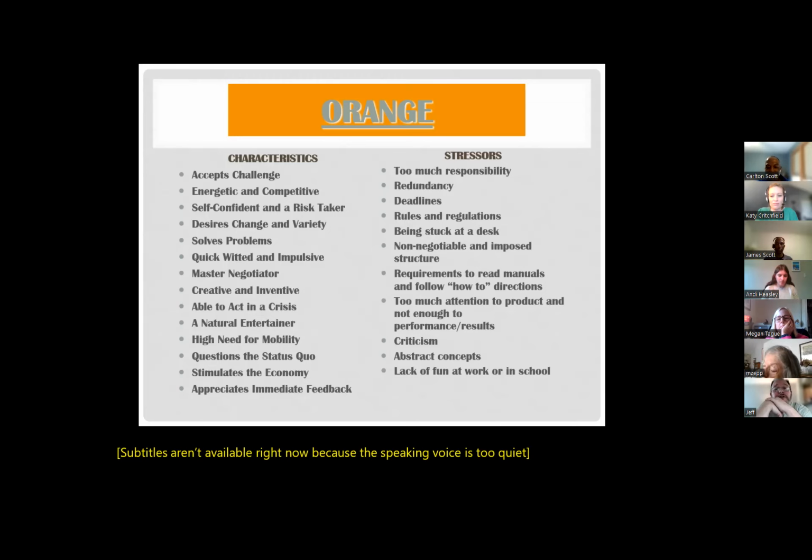Okay, so that's the orange. As we go along, if you have a piece of paper or something, or you just want to think about it, think about which characteristics fit you the most. And if you're really thinking about it, it's the stressors which will tell you whether a color is more predominant or not. So when you're thinking about the stressors, if you think those things that I was talking about really fit you, then that might mean that you're more that color than the other. Okay.